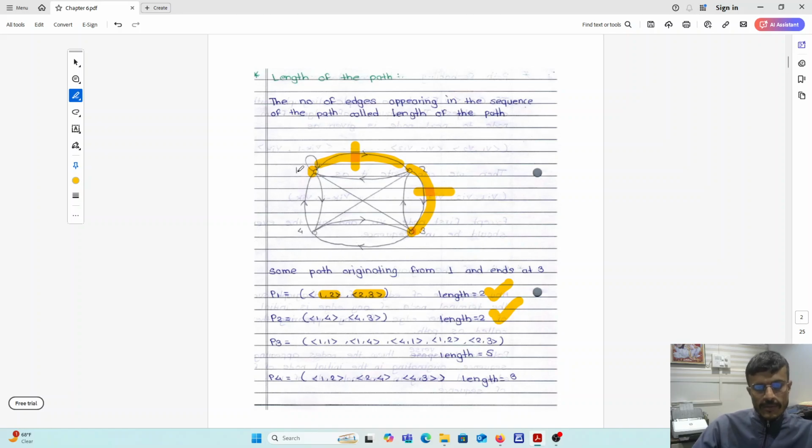Then I can traverse from 1 to 1, then I can go from 1 to 4, then 4 to 1, again 1 to 1 is repeated, then 1 to 2 is there, and 2 to 3. So here the total length is 5. And one more is 1 to 2, 2 to 4, 4 to 3, which has the length 3. Number of possibilities are there.